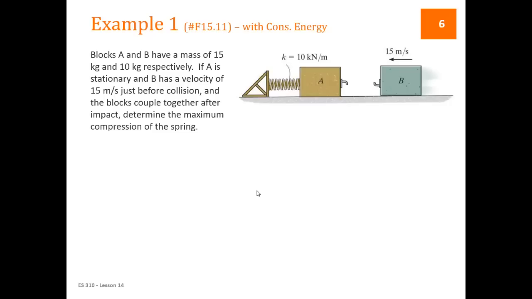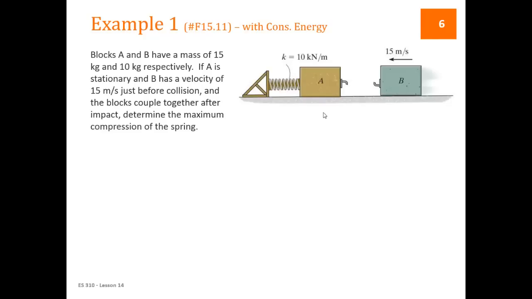So let's take a look at an example of this. We have two blocks. Block A is sitting still and is sitting up against this spring, which is currently unstretched. Block B is sliding along the floor. There's no friction. It starts sliding at 15 meters per second. It hits A, and they both then slide a little bit further and compress the spring. And the question is, what is the compression of the spring?